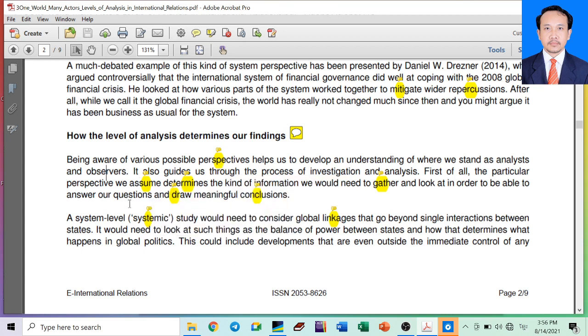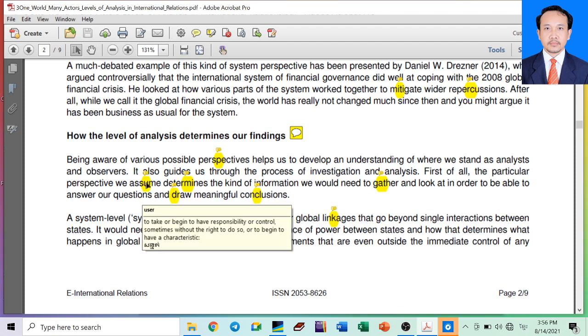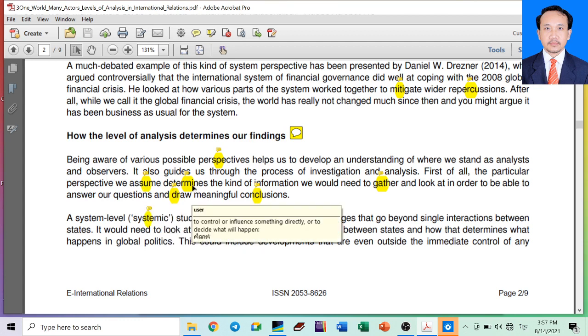The next one is assume: to take or begin to have responsibility or control, sometimes without the right to do so, or to begin to have a characteristic. Determine: to control or influence something directly, or to decide what will happen.